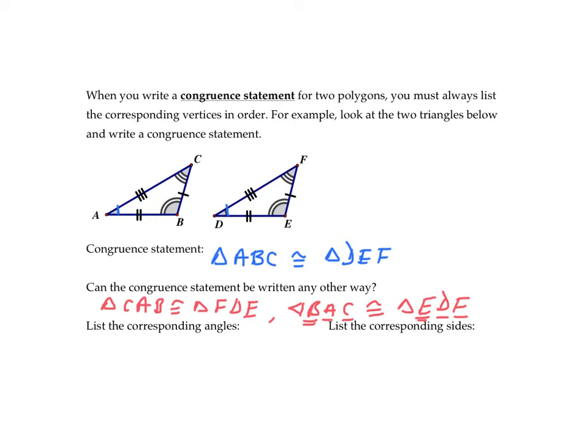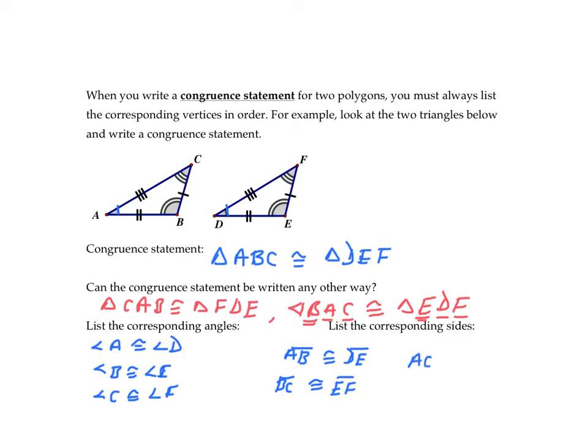F. So if we want to list the corresponding angles, we can say that angle A is congruent to angle D, angle B is congruent to angle E, and angle C is congruent to angle F. If we list the pairs of corresponding sides, say that side AB, it's marked congruent to side DE, so they correspond. You can say that side BC is congruent to side EF, they correspond to each other. And then finally side AC or CA is congruent to side DF.